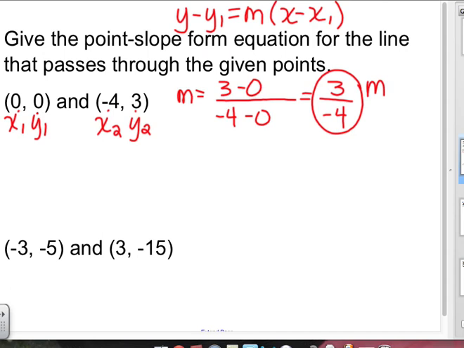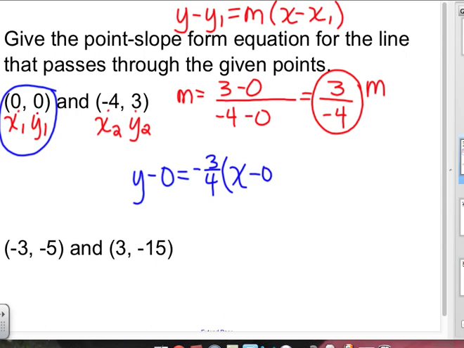Now we have to choose one of these points, because you only need one, to plug into your formula. So I'm going to choose this one. This is the one I'm going to use, and I'm going to plug the x1 and the y1 into the formula I wrote at the top of the screen. So ready? Here it goes. y minus y1, which is 0, equals m, you already calculated it over there, it's negative 3/4, parentheses, x minus x1. Look back, what's the x1? It's a 0. Done.